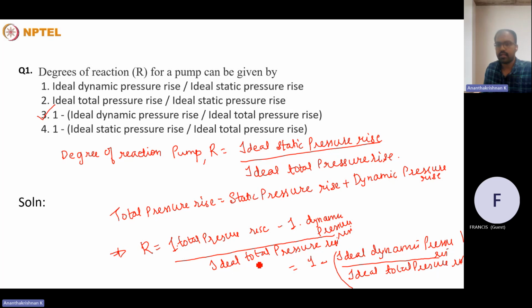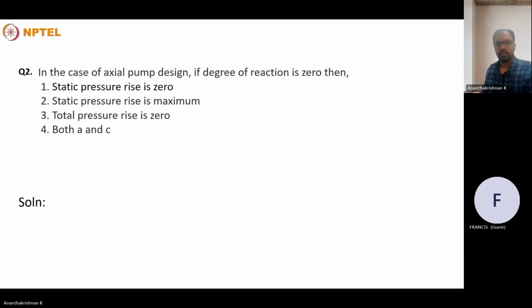So this is the degree of reaction for a pump. That will be the ideal static pressure rise divided by the ideal total pressure rise. The total pressure will have two parts: one is the dynamic pressure and the other is the static pressure. So yes, now we can move to the next question.